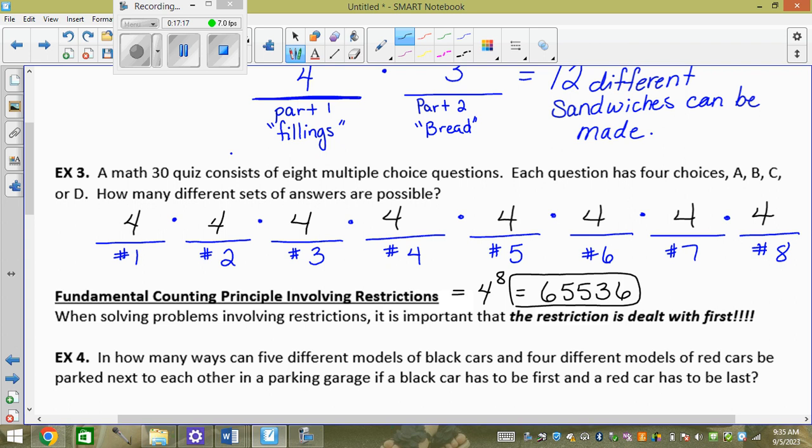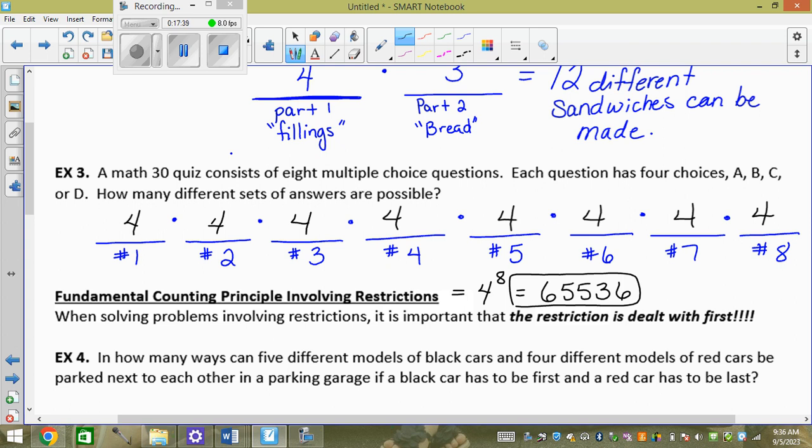Because you have to think about it. That's how many different answer keys there are for an 8-question quiz. There are 65,536 different answer keys for an 8-question quiz. Right? You could have A, B, B, B, B, B, C, C, C, C, C, D, D, D, D, D. You know what I mean? Like, there are 65,000. So guessing it can be pretty risky. That's what I'm going to say.